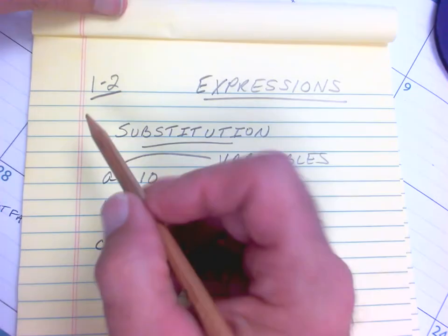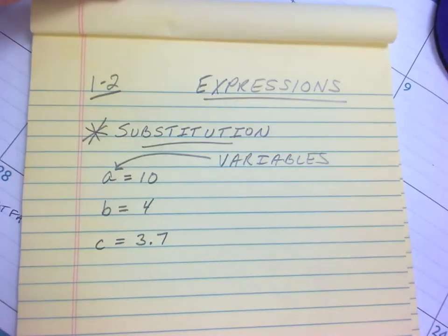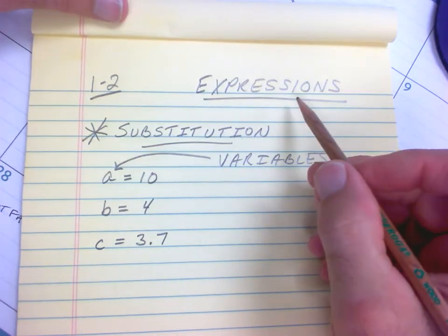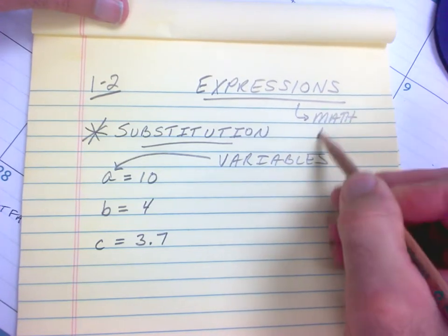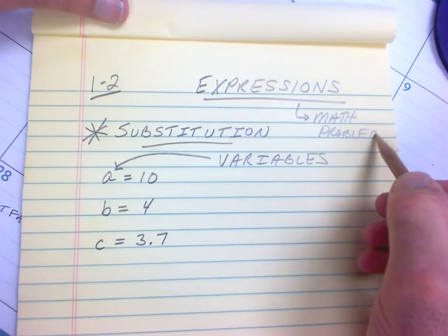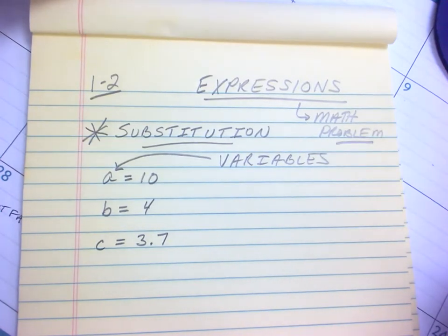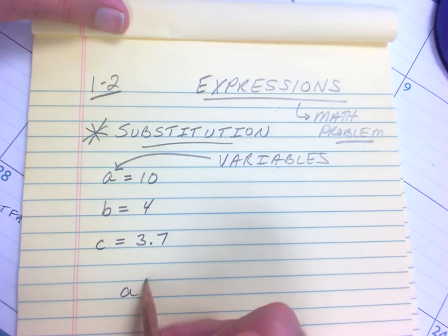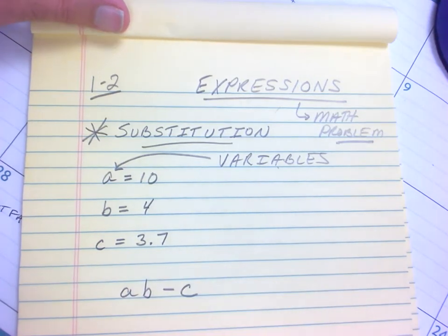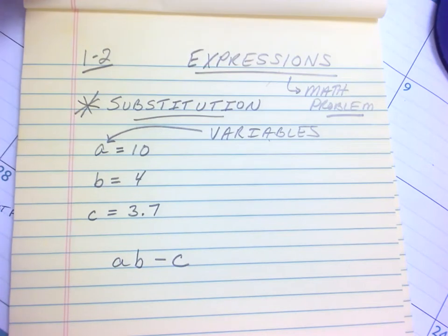We're going to start to see variables in class in different situations and different scenarios throughout the rest of the year. Tonight's focus is mainly on expressions and substitution. Remember, we talked in class today, expression is just a synonym for math problem. So the whole idea tonight, not real complicated, is that we're going to give you a variable expression such as AB minus C.